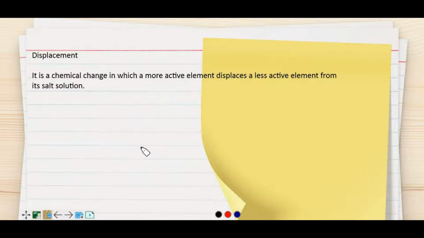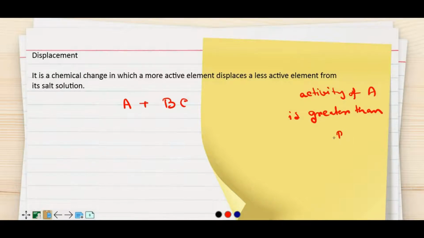In displacement type reactions, chemical changes occur when an active element is treated with a compound and there is a displacement. That is the generalized formula, A plus BC. Imagine that the activity of A is greater than B. So why have we chosen B?